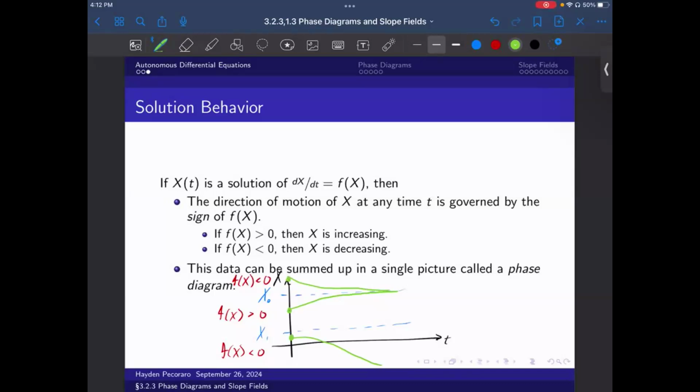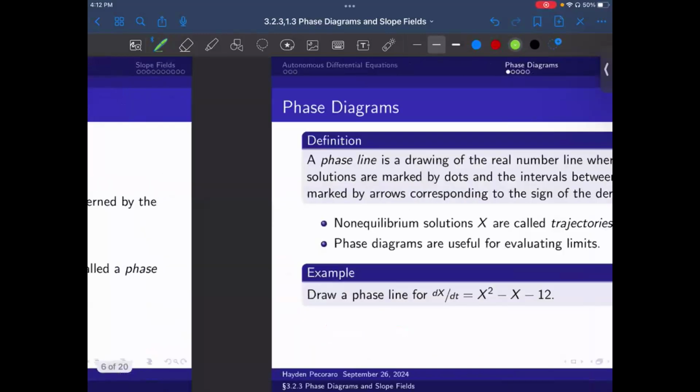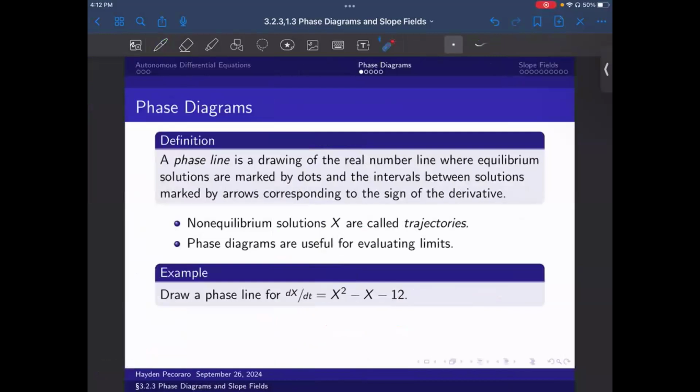Okay, so this is a big ugly picture of a phase diagram, and what we do typically is cut out all of the t-axis and just draw the x-axis over here. So let's look at a definition. A phase diagram, or a phase line in our case, is a drawing of the real number line where equilibrium solutions are marked by dots and intervals between the solutions are marked by arrows corresponding to the sign of the derivative. This is exactly what we did last time with one of our examples.